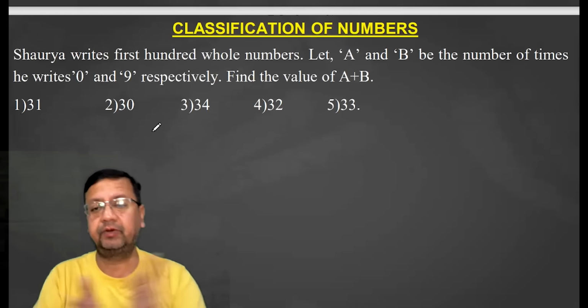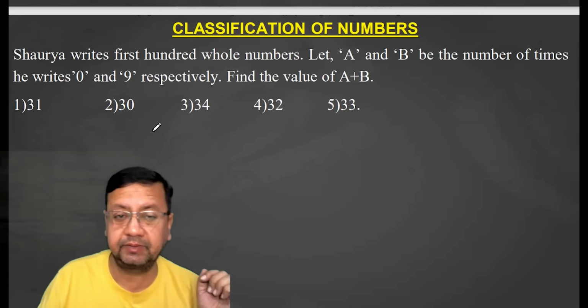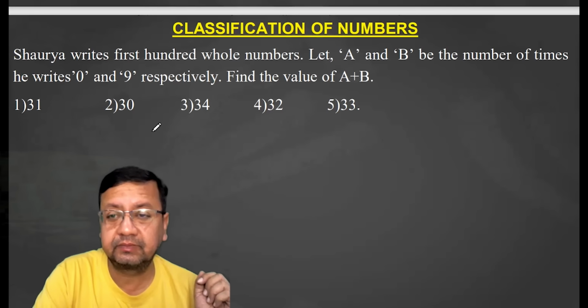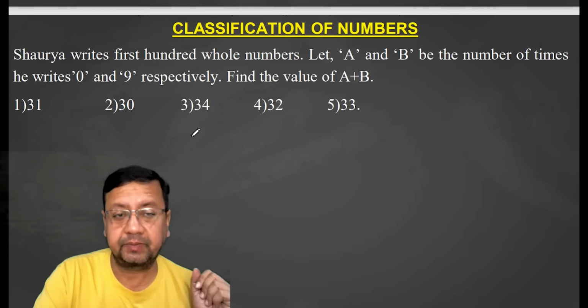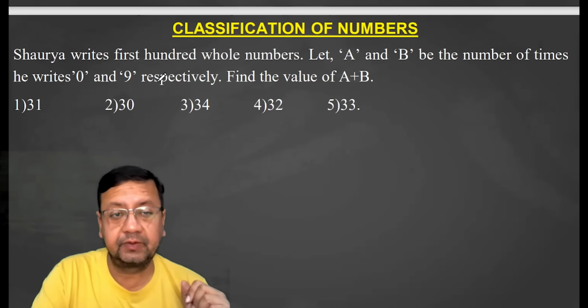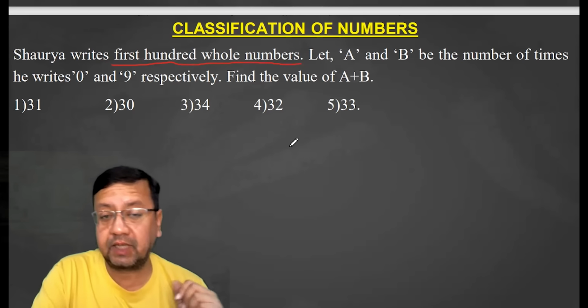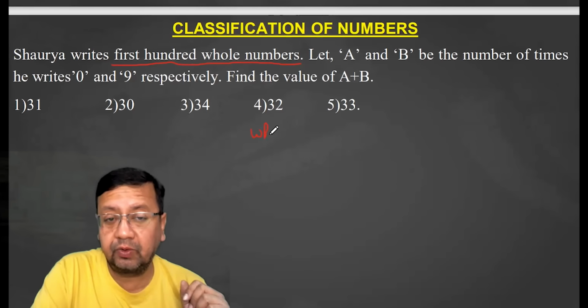So yes, everyone, just give me some answers, some value here. Yes, absolutely correct. Now see this. The catch is here. First 100 whole numbers, right? So whole numbers start from what? Zero, then 1, 2, 3, and so on.